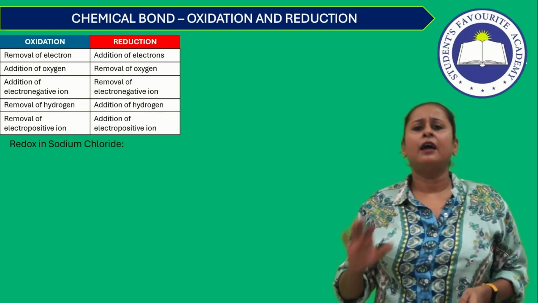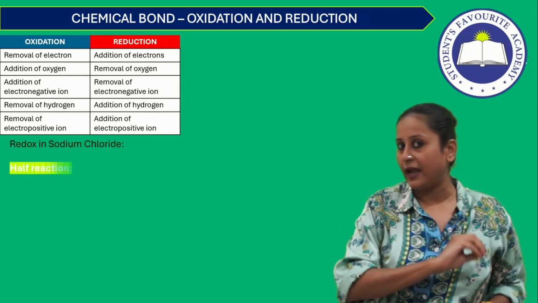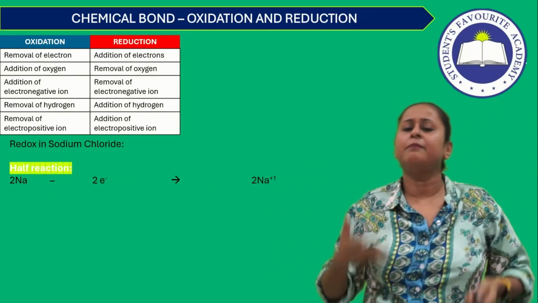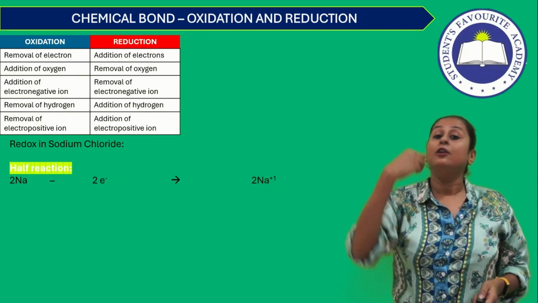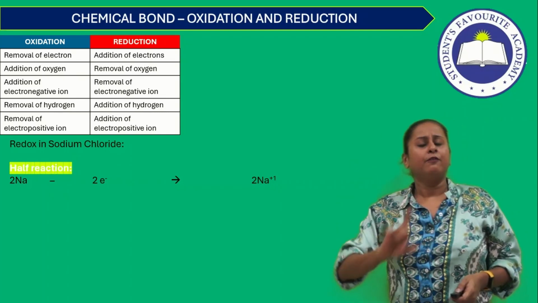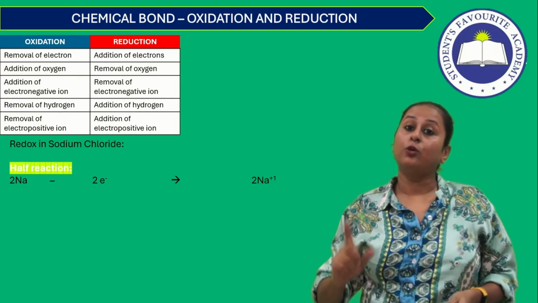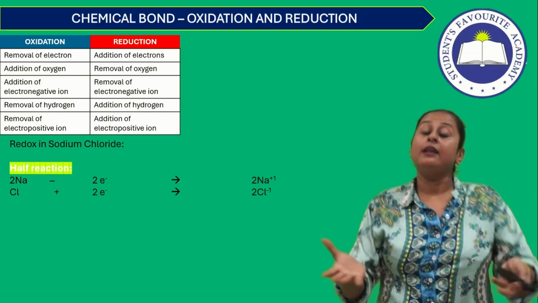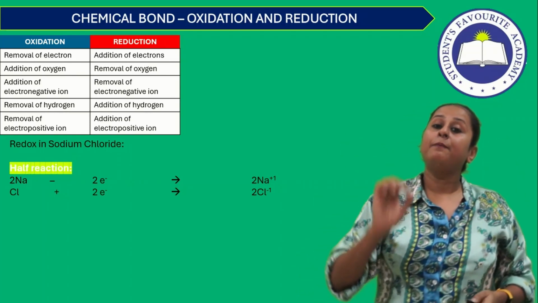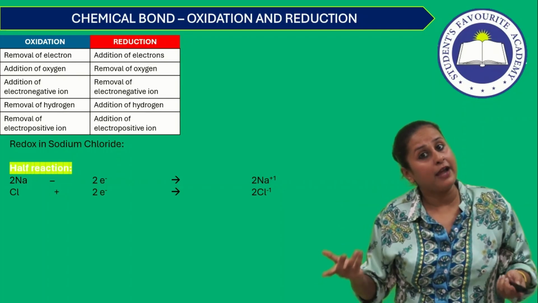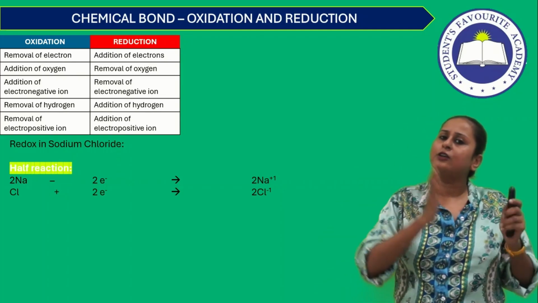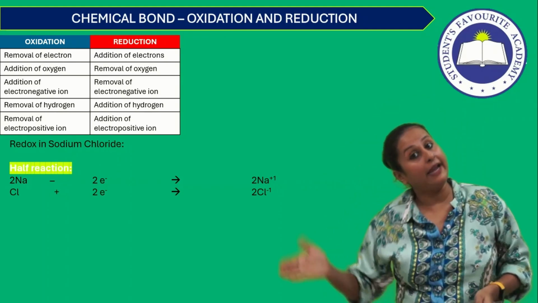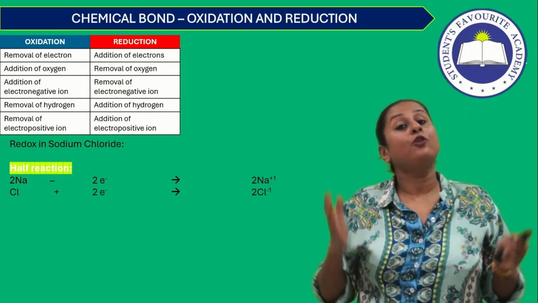For example, we are looking at the formation of sodium chloride. Sodium has an electronic configuration of 2,8,1. We have been repeating it many times, so we know sodium loses an electron. One atom of sodium will lose one electron and become a sodium Na plus ion. That's a cation. What happens to chlorine? Chlorine gains one electron because its electronic configuration is 2,8,7. It gains one electron and becomes 2,8,8, and that's how it becomes a chloride ion.